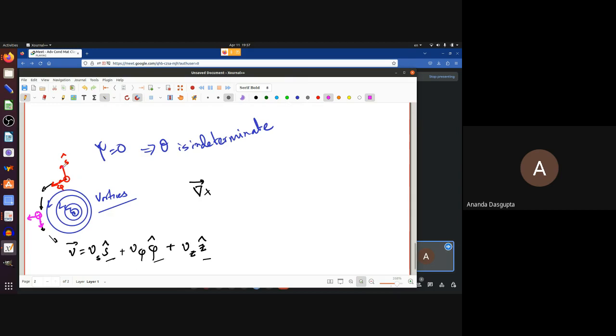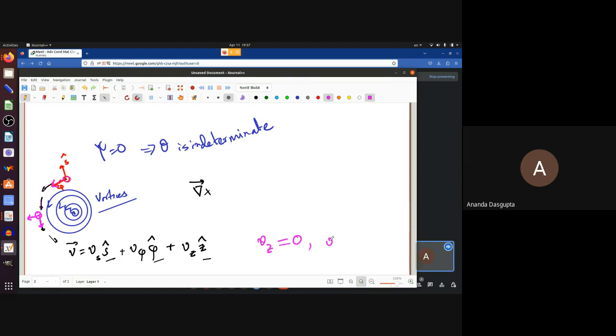Vs is pointing straight out. Can that be non-zero? Vz will be pointing straight at you along the axis, but the velocity is going this way. I've drawn the velocity. It's going round and round. It's actually in the phi hat direction. Don't you see, this is phi hat. Z hat is pointing along the axis, towards you, and the velocity is not flowing towards you. Velocity is going round.